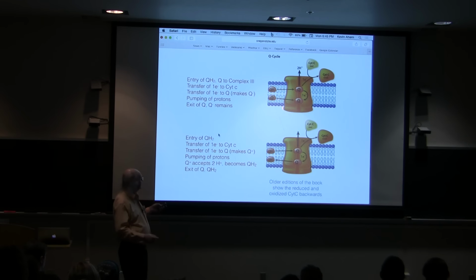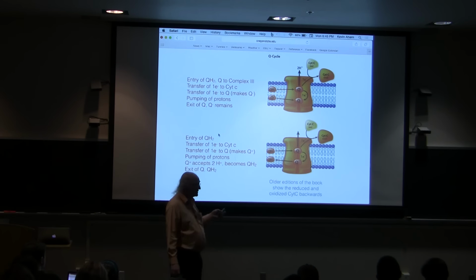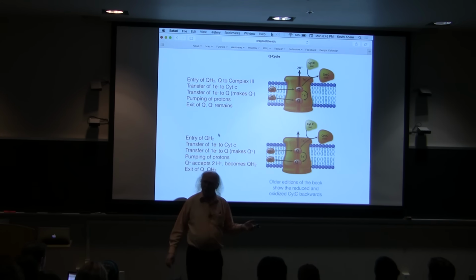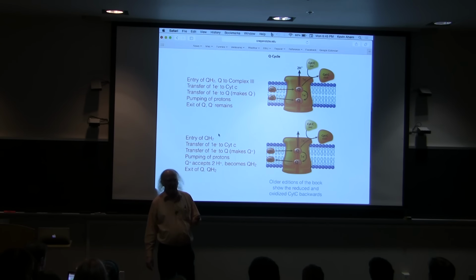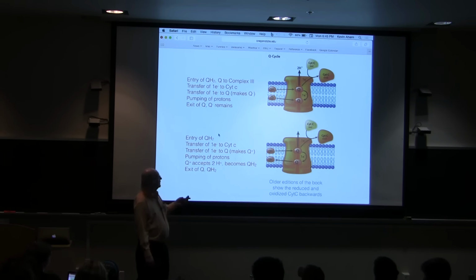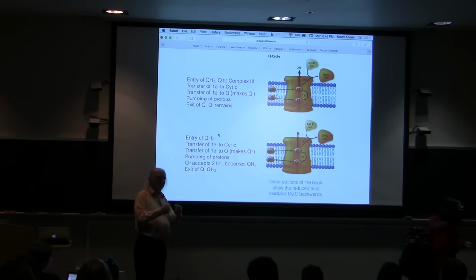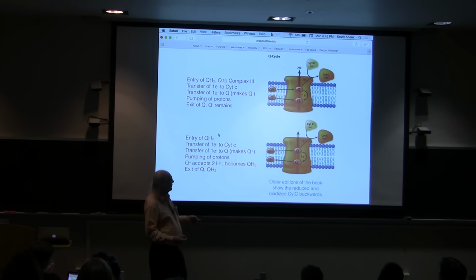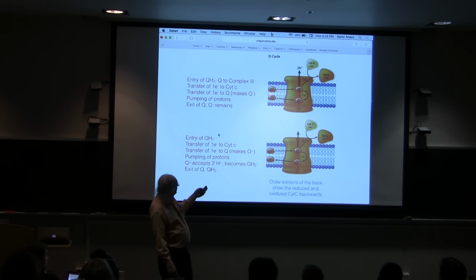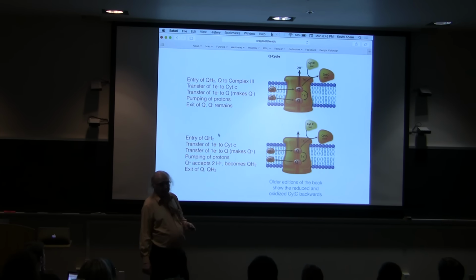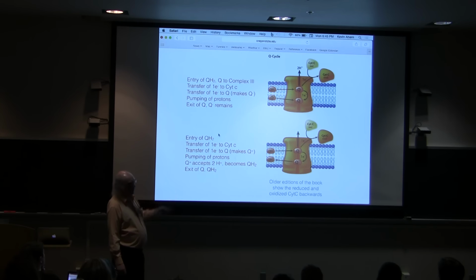And the Q cycle looks like this, okay? Now, as you'll see when I put the things on the highlights, putting these things into words makes it a bit more complicated than the process actually is. The process occurs in complex 3, and complex 3 is what I described as a docking area for these various things to come in and dock, the coenzyme Q and the cytochrome C. So the cytochrome C is docking on the top. Coenzyme Q is floating around in the inner mitochondrial membrane.